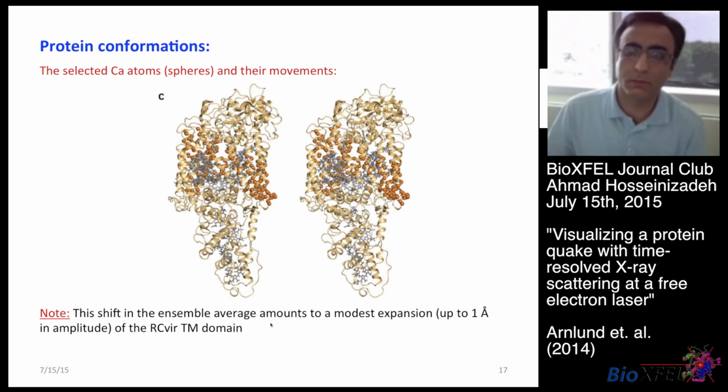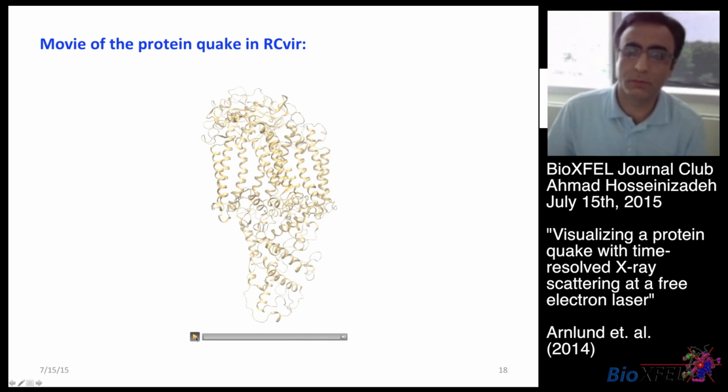Here in this figure, maybe it's hard to recognize, but one can see this is the reference, and the selected carbon alpha atoms are shown in spheres, and this is the movement of the carbon atoms compared with the reference. For instance, here you can see small changes and so on. But in the movie, which I will show in the next slide, you can see this in a better format. The shift in the ensemble average amounts to a modest expansion, about 1 angstrom amplitude of the protein. So in this movie, if it works, yeah, there is an expansion, which in fact increases the internal distance of the carbon alpha atoms.